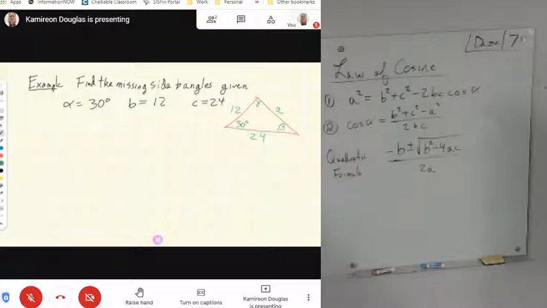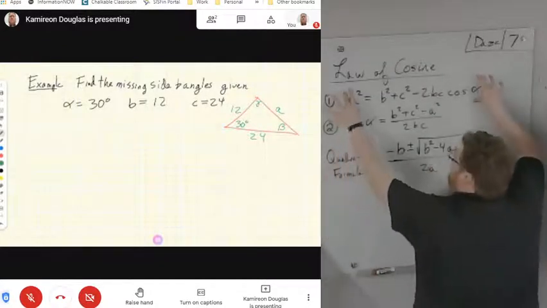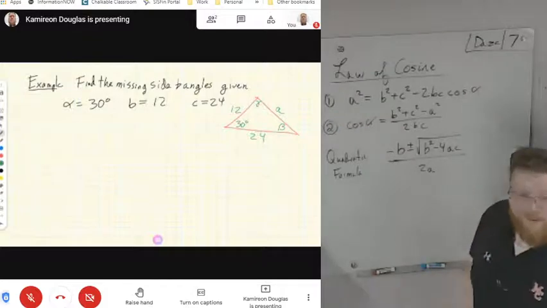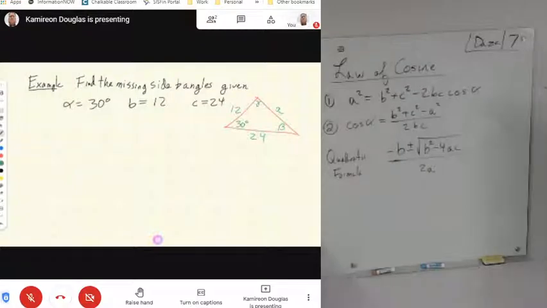So let's talk law of cosine. The law of cosine requires three pieces and has two different versions of the formula depending on what you're looking for. If you are looking for a side to start with, the first one is the best version. If you're looking for an angle to start with, the second one is the best version. Now that being said, there are three pieces of information given. One of them is best to start with because of what is given to us.